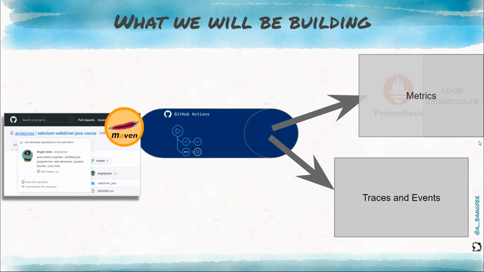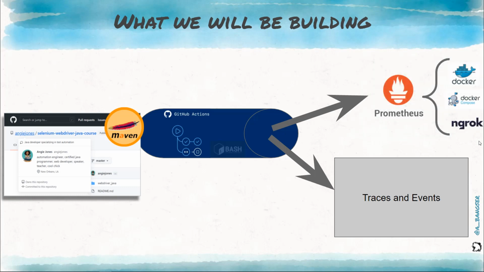Section 2 focuses on exposing the metrics from the continuous integration suite, and this will introduce the free and open source tool Prometheus. To do this, we will use tools like Docker and Docker Compose to run Prometheus services on our own computer. We will then also use bash scripting and ngrok to send the metrics from our GitHub Actions test suite into the local server. This section will wrap up with an examination of what metrics provide us and where their limitations lie.